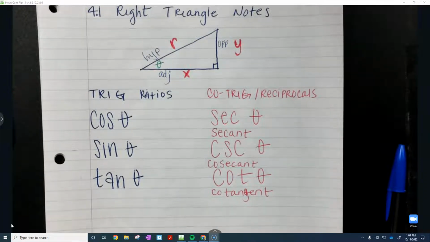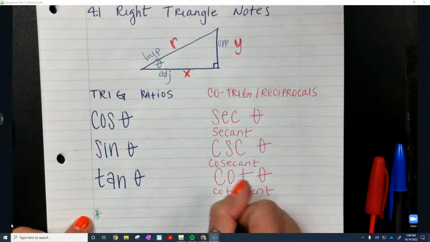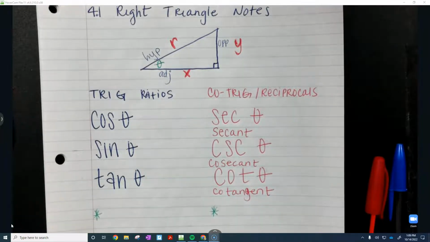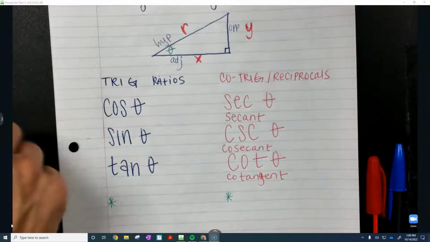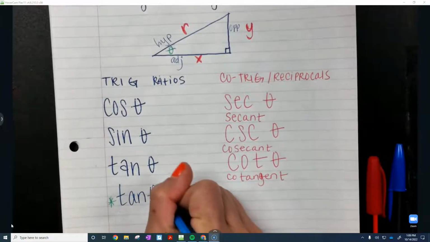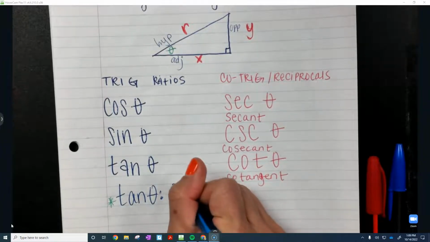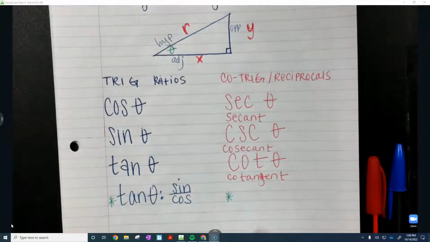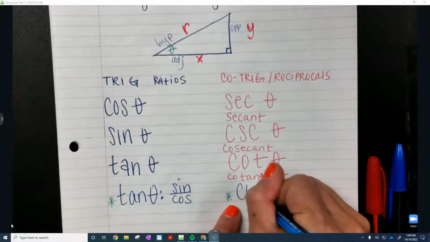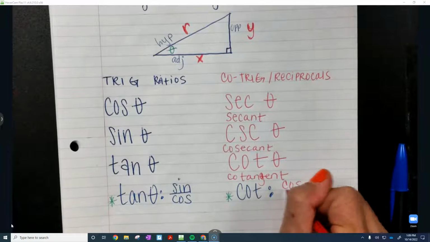All right, so now you have 6 trig ratios. And tangent is extra. So I'm going to put a little asterisk down here for tangent and cotangent because they have a little bit of extra information. The extra information for tangent is you can also find tangent by dividing sine by cosine. And for cotangent, it's the reciprocal. So it's going to be cosine divided by sine.